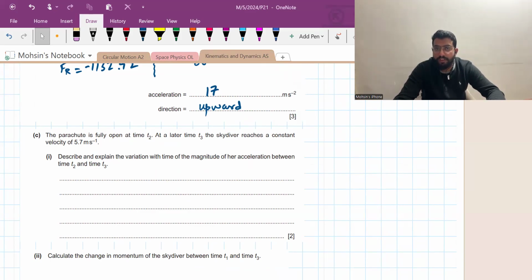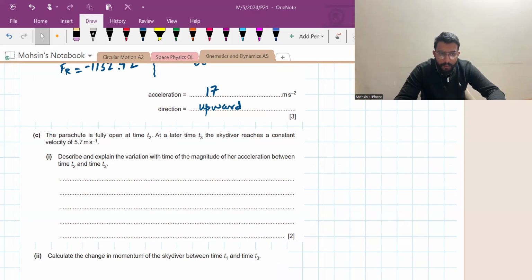So if it is 5.7, it means initially it was 39, now it is very less. So what they are asking, the parachute is fully open at time t2. At a later time t3, the skydiver reaches a constant velocity of 5.7. Describe and explain the variation with time of the magnitude of the acceleration between time t equals 2 and t equals 3. At time 2, the parachute was fully open. At later time 3, the object is again reaching the terminal velocity. What is happening with the acceleration, they are asking.